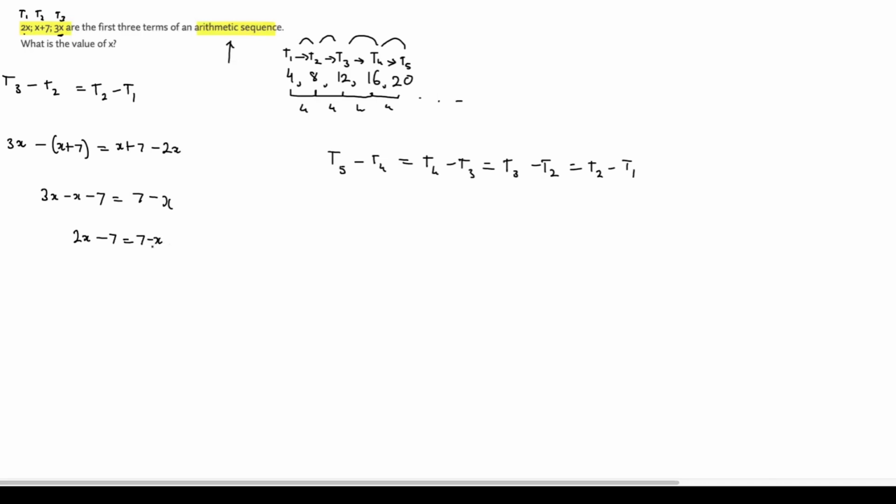And now we'll bring this x to this side. So we get 3x, and we'll bring the 7 over to this side. So 3x is equal to 14. And then if we divide that by 3, you get our answer, x is equal to 14 over 3. So that's how we can use an arithmetic sequence to find the value of x.